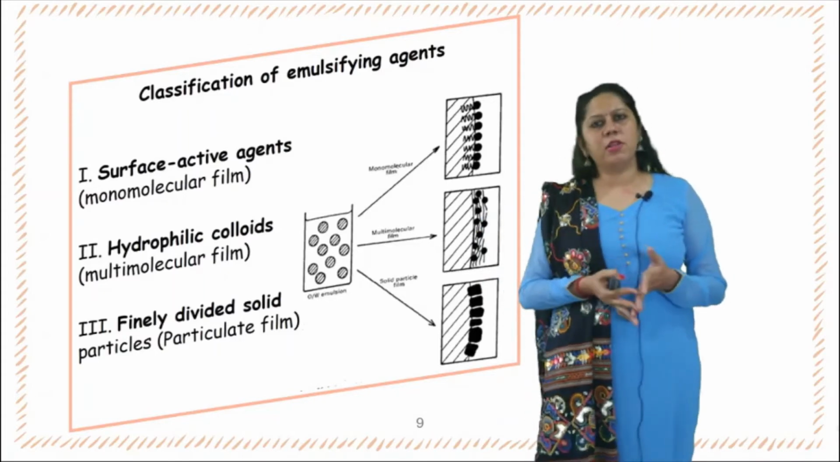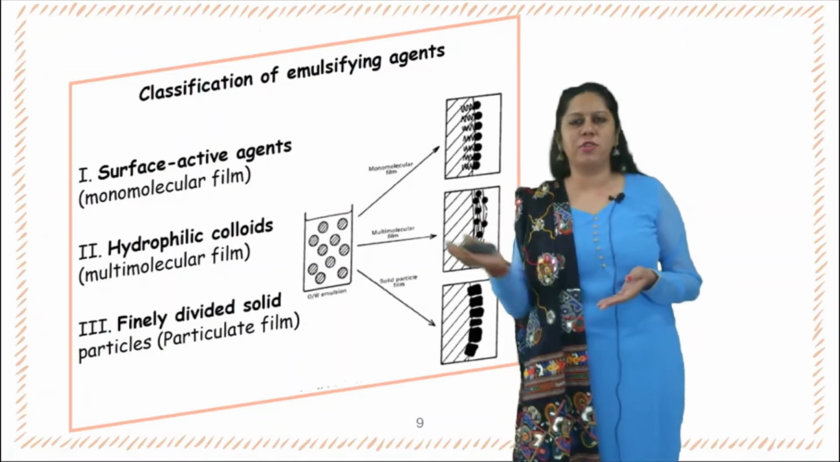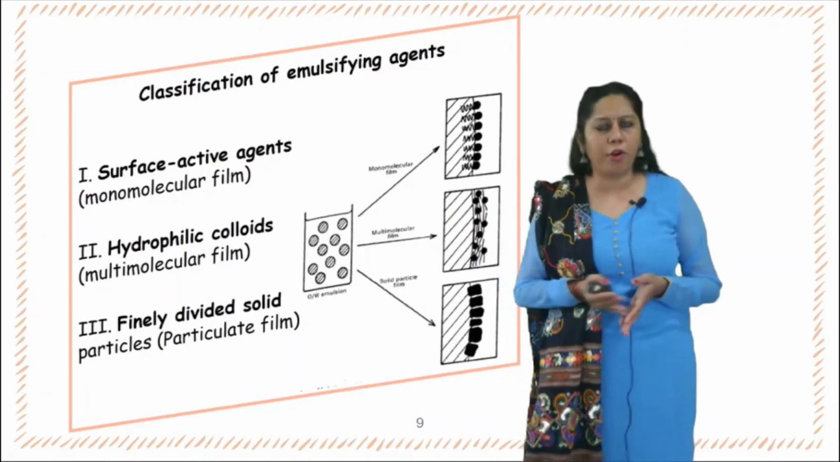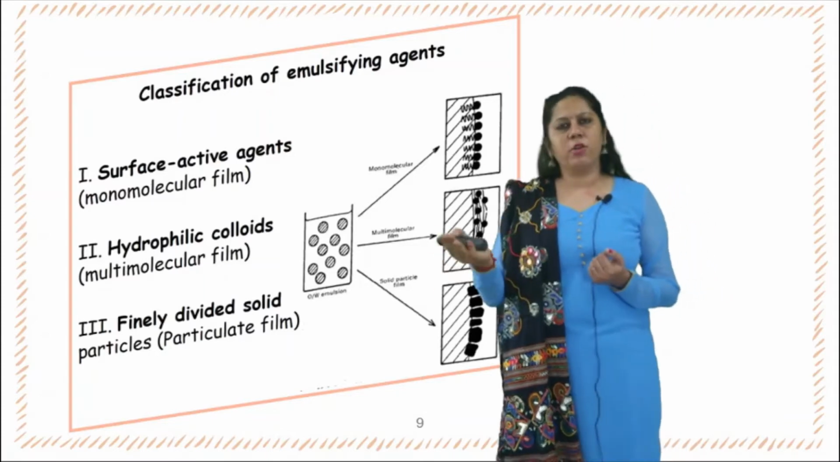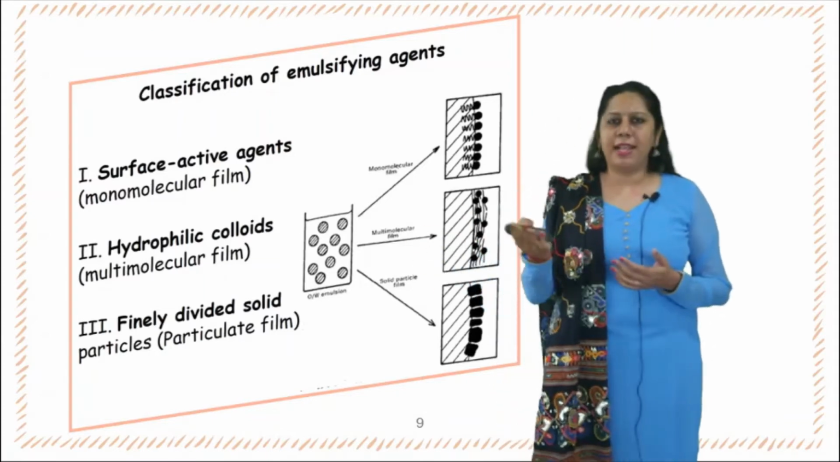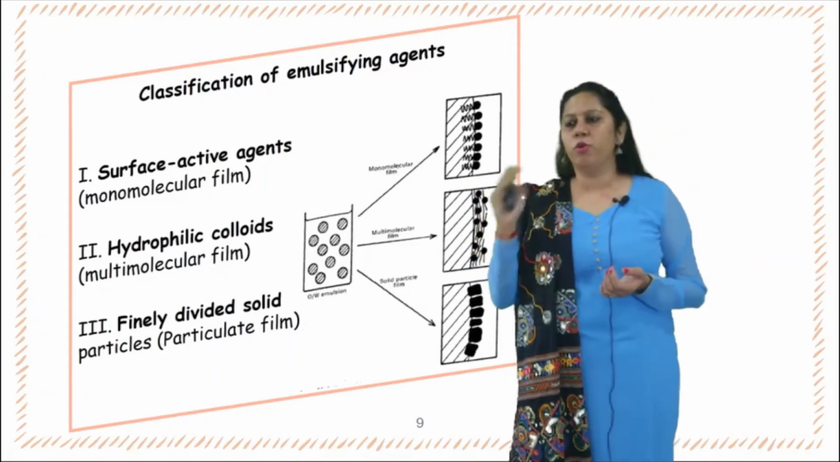So the examples of the surface active agents, you have different categories. It may be cationic, anionic or non-ionic. The least irritant are the non-ionic surfactants, like Tween 80, Span 80, and SLS. These are some of the surface active agents which are used for forming a monomolecular film.